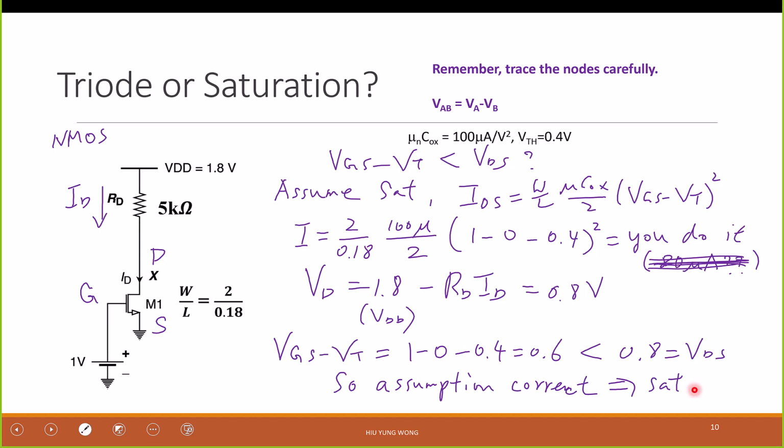If you started with the linear, then you will see something contradictory. Then it can be either cut off or saturation. However, it's pretty clear that this is on because VGS minus VTH is larger than 0. Then you can say it must be in saturation. You don't need to do the calculation one more time. So should we always assume that? In this case, I would assume that because most of the circuits are supposed to be in saturation.